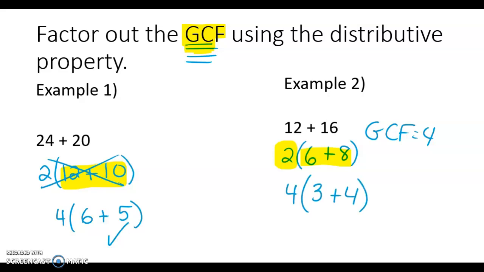Okay, and again, you can always check your work by going back, redistributing, and seeing if it lines up. Okay, so that is factoring using the greatest common factor.